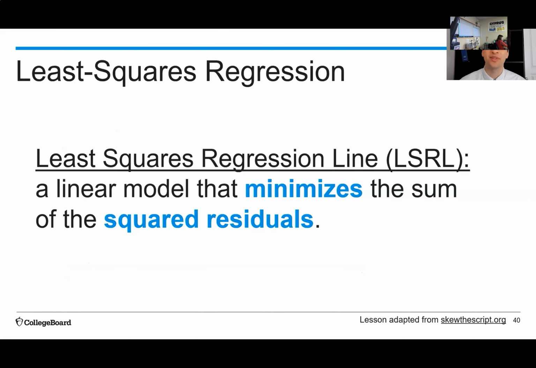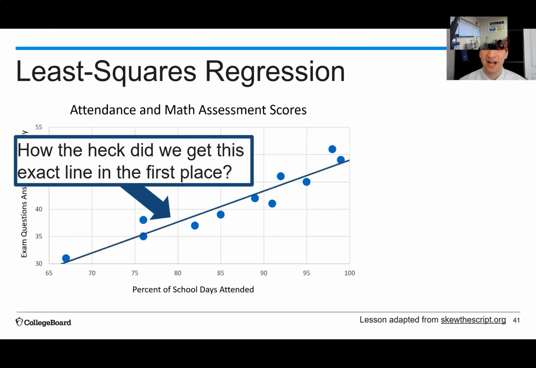And that's how we come up with the least squares regression line. It's the linear model that minimizes the sum of squared residuals for a data set. So this is how we got this line in the first place.